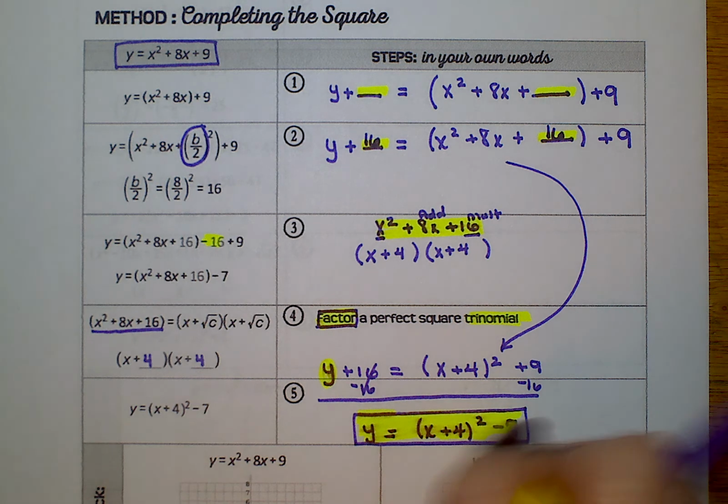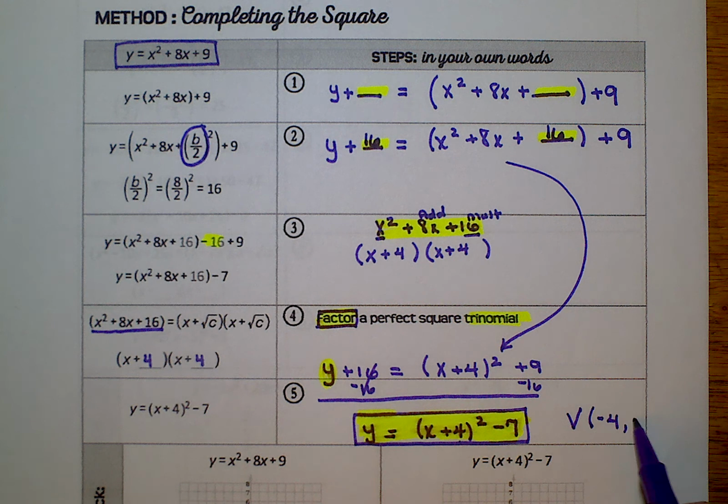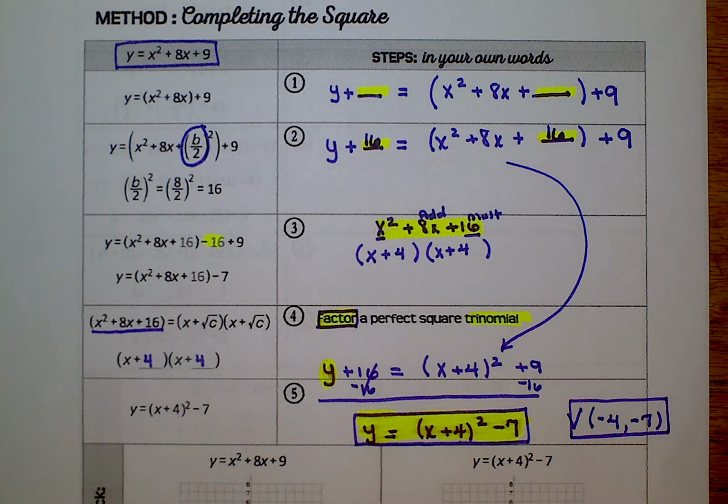Now, to get your vertex from this problem, you're going to change the sign for the inside. The outside stays the same. So it would be -4, -7. That would be your vertex.